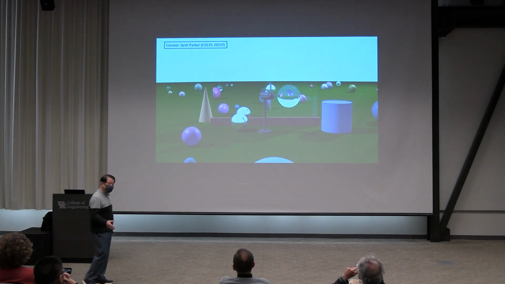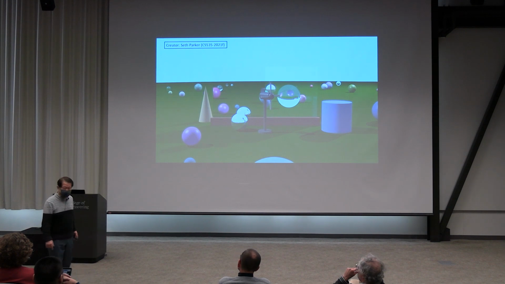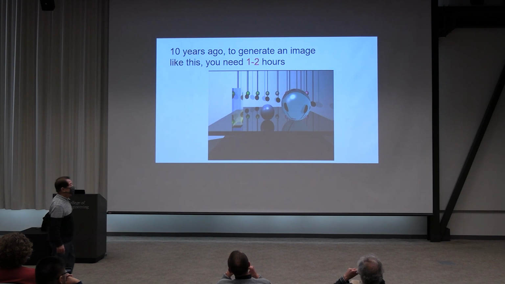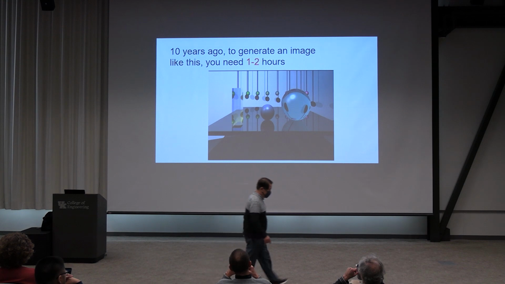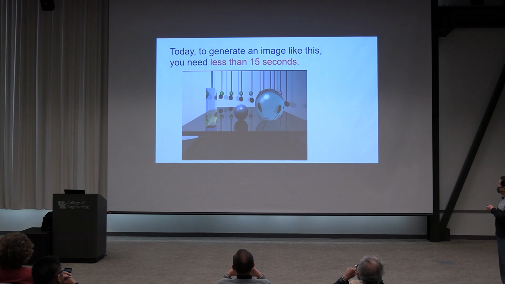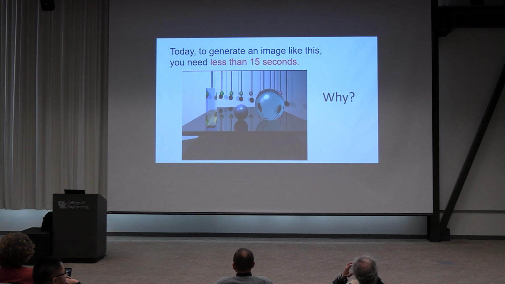You would need 30 minutes. I'm sorry, 30 hours to generate such an image 30 years ago. And 10 years ago, to generate an image like this one here, you only need 1 to 2 hours. Today, if you want to generate an image like this one here, you need less than 15 seconds. What's the difference, or why?